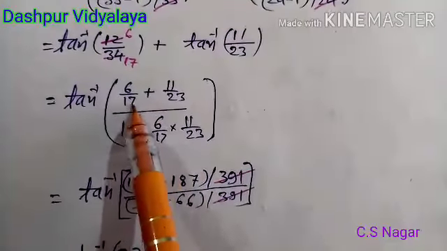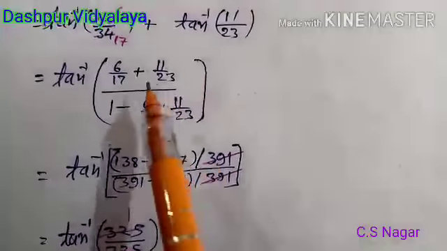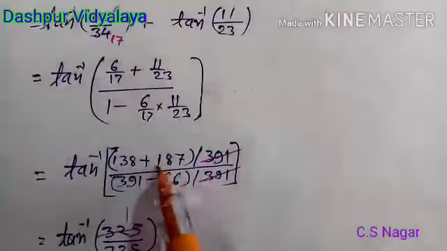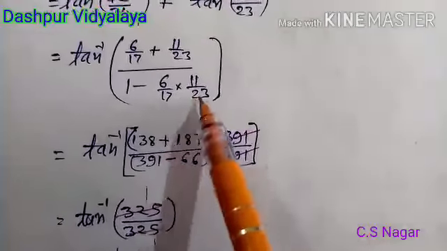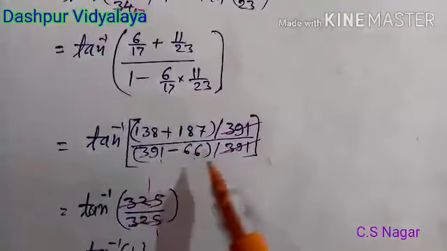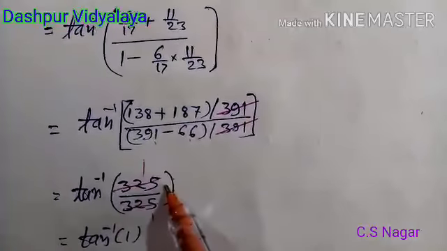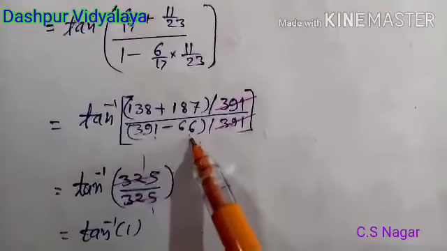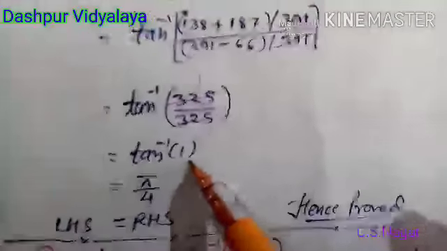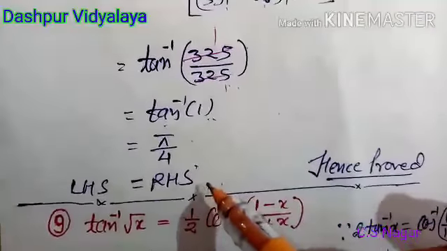Now 17 and 23 are both co-prime numbers, so their LCM is 391. 6 into 23 is 138, and 17 into 11 is 187. The LCM is 391, so 391 comes here, 391 minus 66, and the same cancels out. 138 plus 187 is 325, and 391 minus 66 is also 325. Both cancel out, only one remains, and tan inverse 1 is pi by 4, that is our RHS.